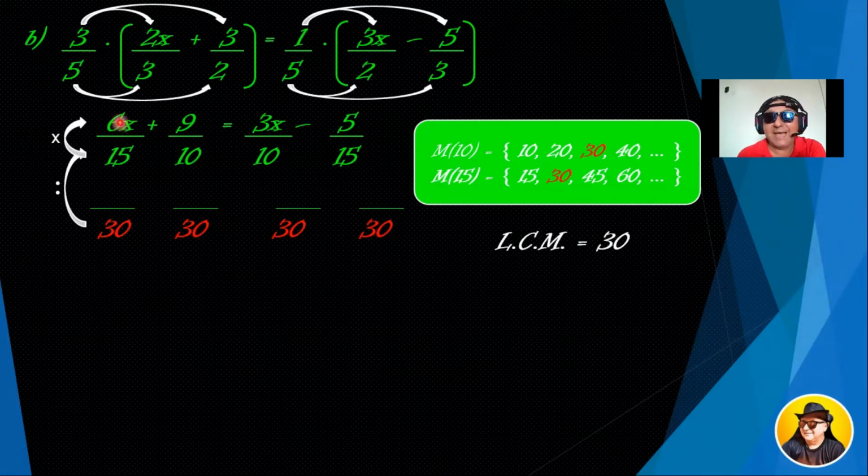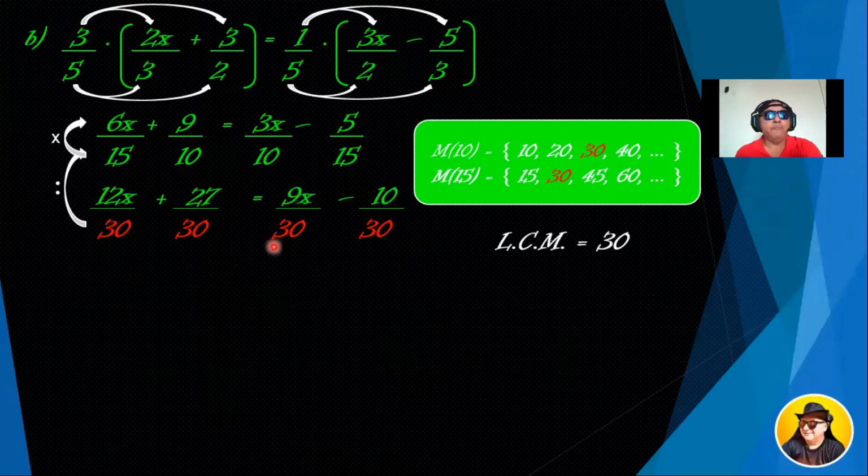2 times 6x is 12x. Good. And 30 divided by 10 is 3. 3 times plus 9 is plus 27. 30 divided by 10 is 3. 3 times 3x is 9x. And finally, 30 divided by 15 is 2. 2 times minus 5 is minus 10.